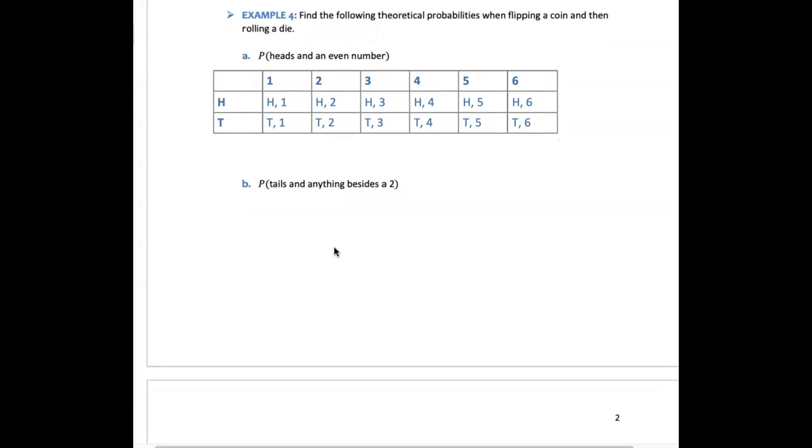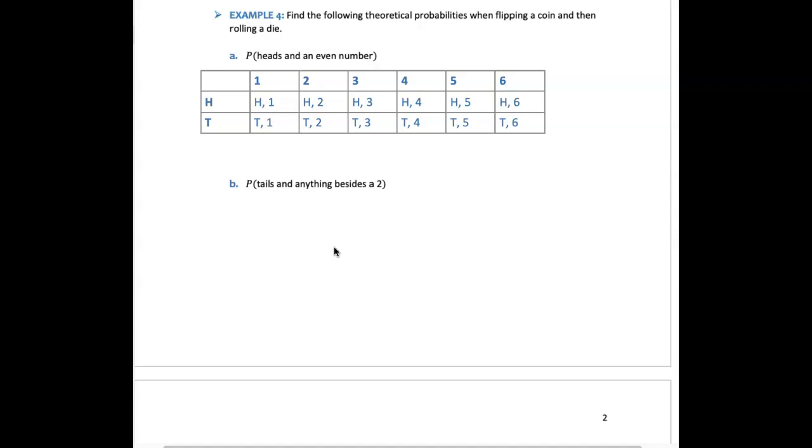Example 4. Find the following theoretical probabilities when flipping a coin and then rolling a die. Part A. Probability of heads and an even number. So here we will want to look for the outcomes where you flip heads and then roll an even number.